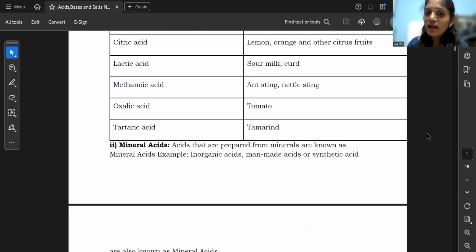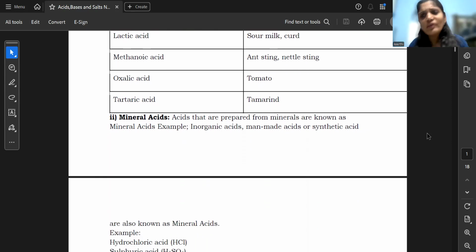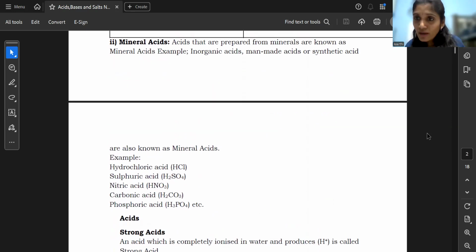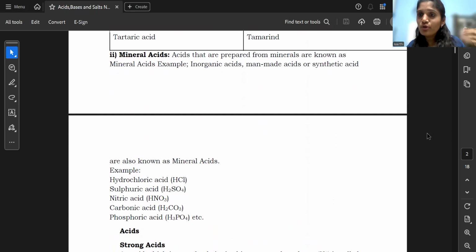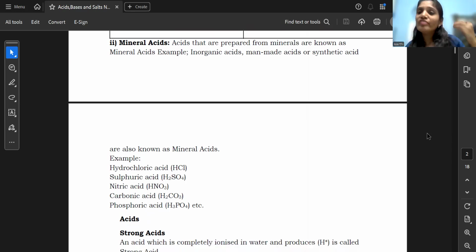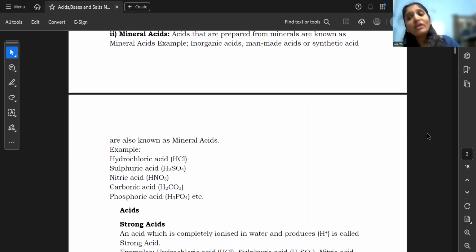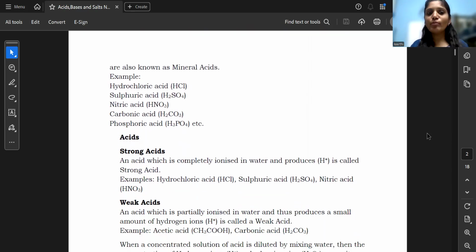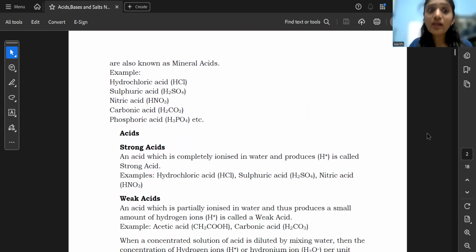They can be taken from minerals, or they might be man-made, laboratory-made acids also. Usually we get them from the earth's crust. But nowadays there are some synthetic acids which are made in the lab. Usually what are mineral acids? Acids that are extracted from the minerals. And where are these minerals obtained? In the earth's crust. Clear? Now, what are the important examples of your mineral acids? I have my HCl, H2SO4, nitric acid, carbonic acid, and your phosphoric acid.